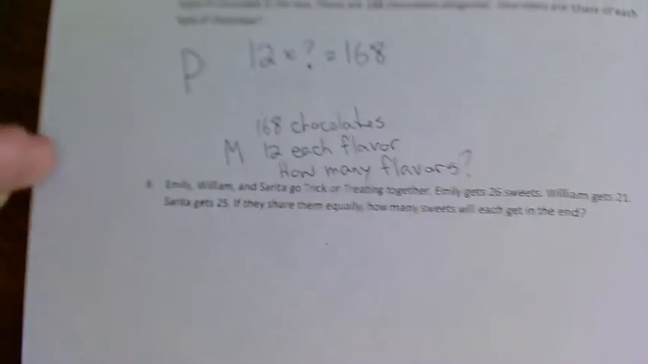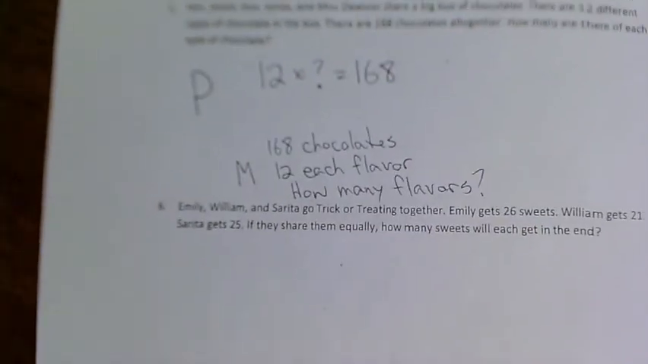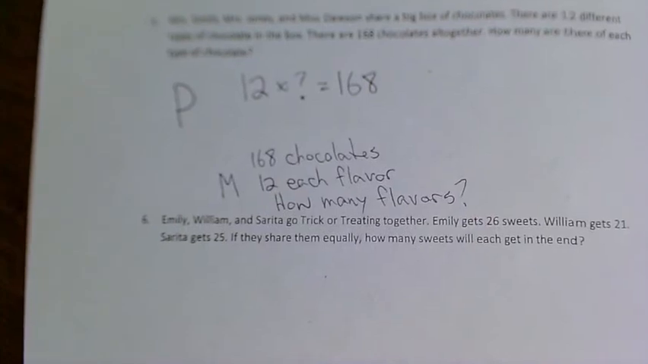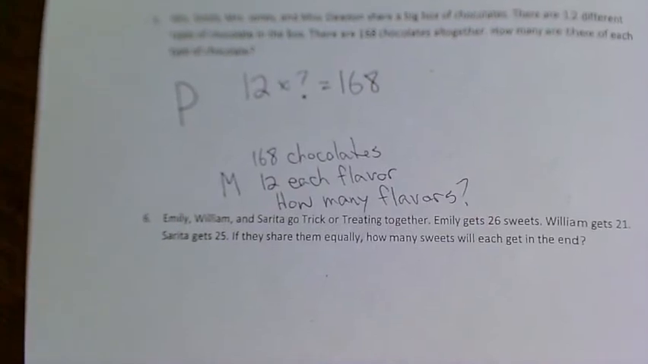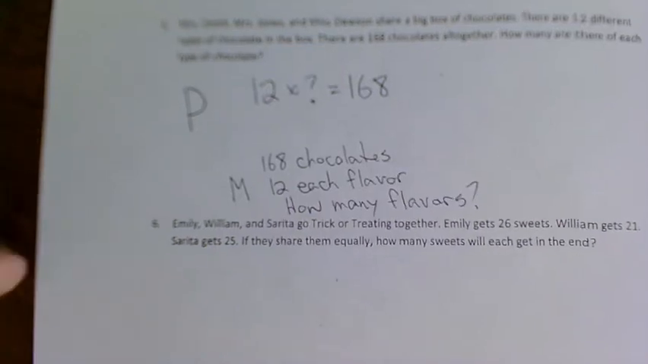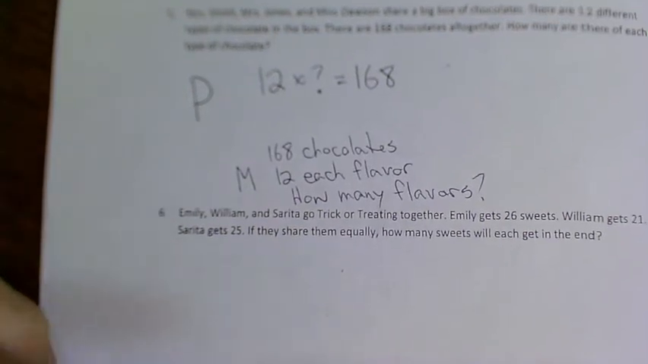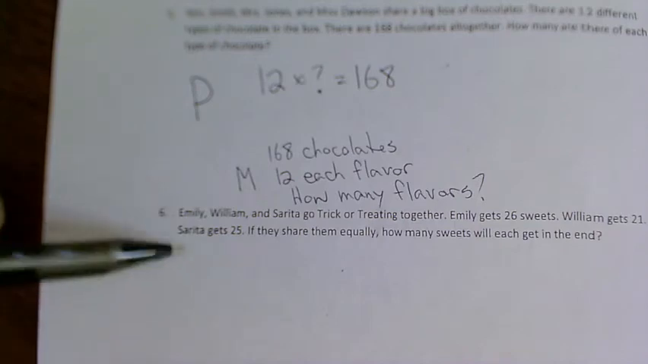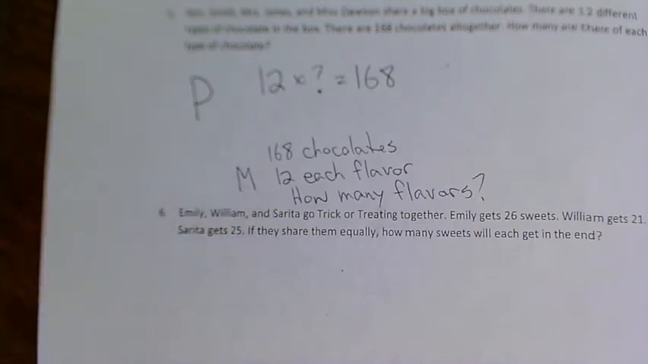Number 6: Emily, William, and Sarita go trick-or-treating together. Emily gets 26 sweets, William gets 21, Sarita gets 25. If they share them equally, how many sweets will each of them get in the end? So the candy is being equally divided among 3 kids. So the kids are like groups. So this is also partitive.